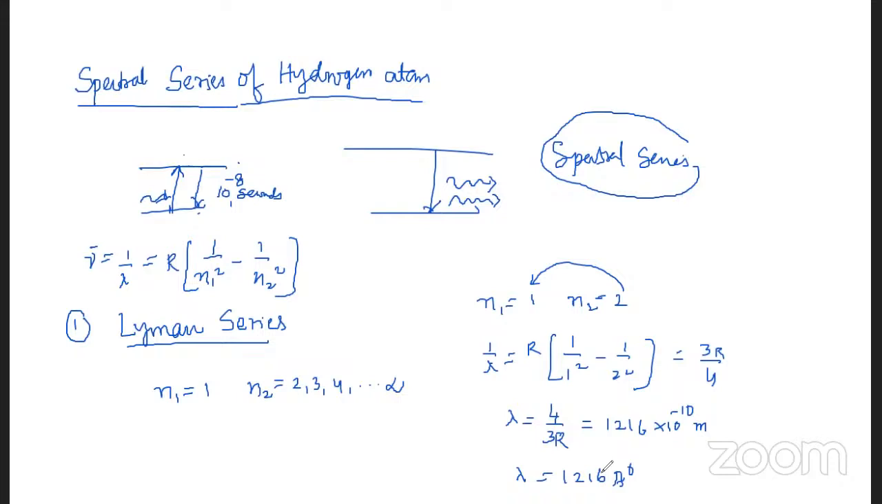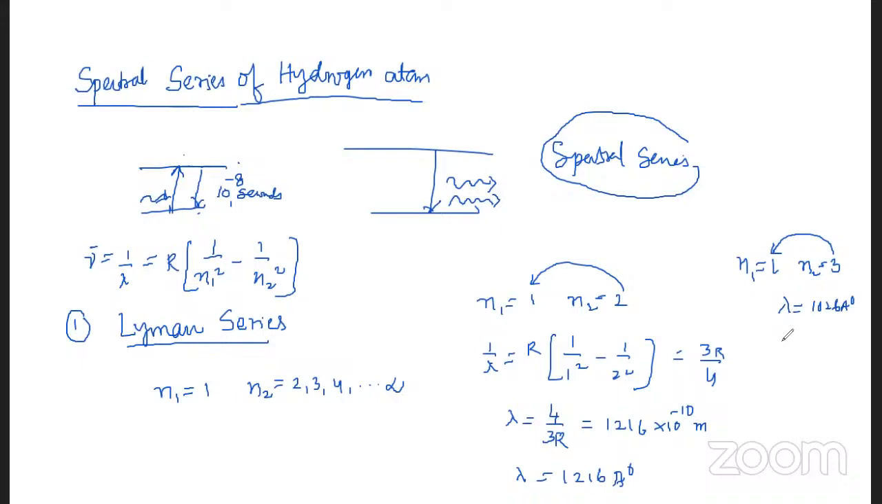Similarly, we can calculate for n1 equals 1 and n2 equals 3. That means the electron is jumping from the third energy level to the first energy level. If it is jumping, then the wavelength we get is lambda equals 1026 angstroms.